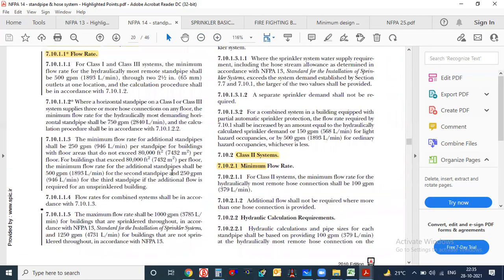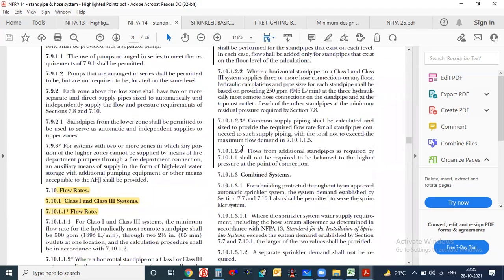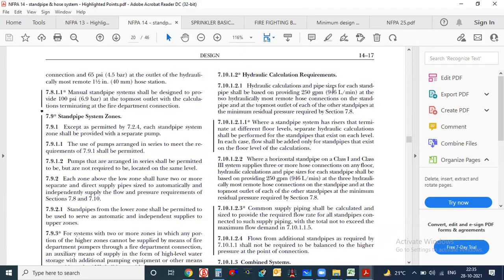After this point, they have given something about hydraulic calculation. Sir, for extraordinary hazard, will it go beyond 1250 GPM? No, it will not go, because it may go above 1250. Not sure now.